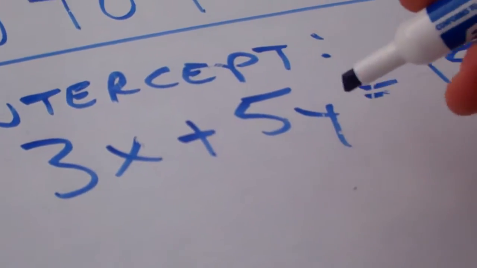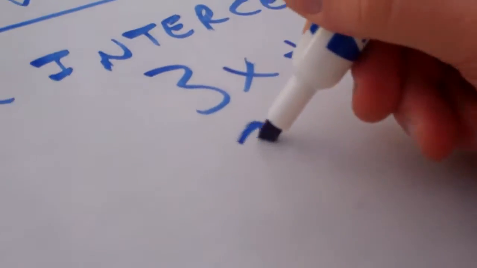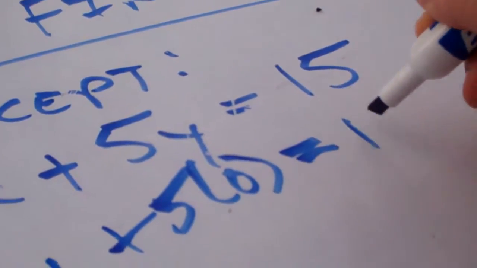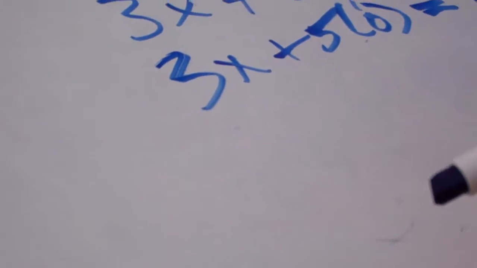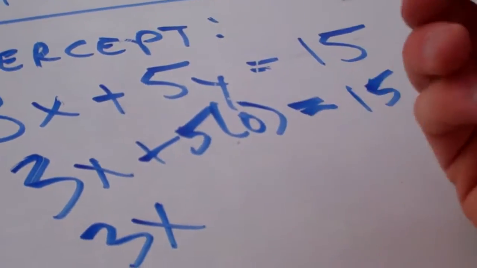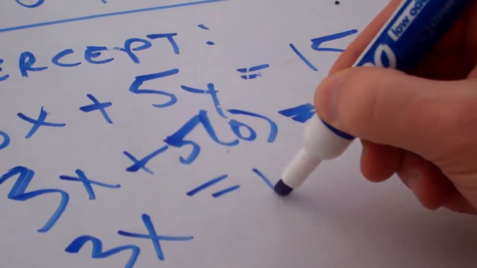So let's just plug in 0 for y. We have 3x plus 5 times 0 equals 15. All right, let's do our operations. We're left with 3x. 5 times 0 is 0, so I can just leave that blank, and equals 15.